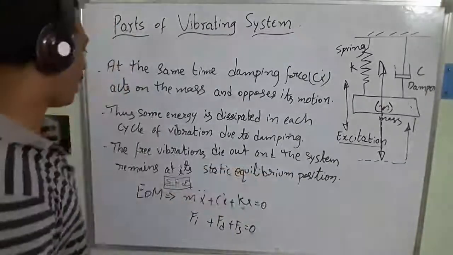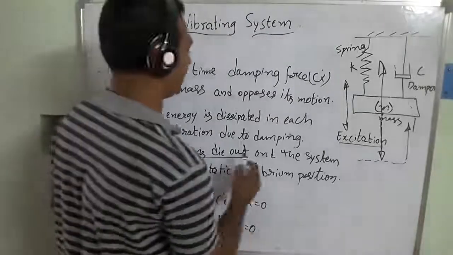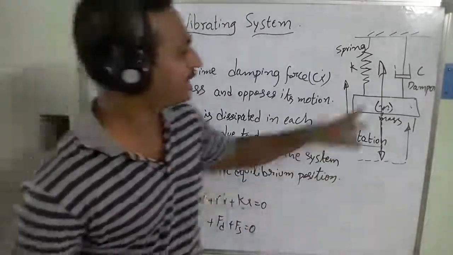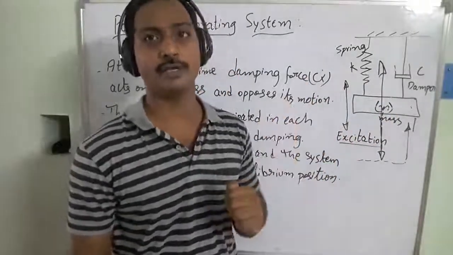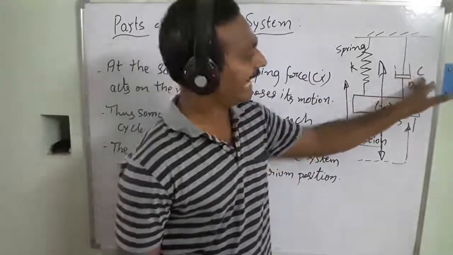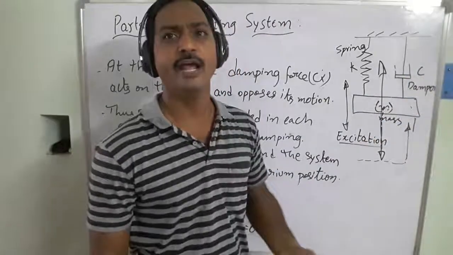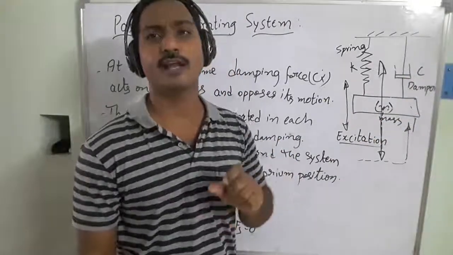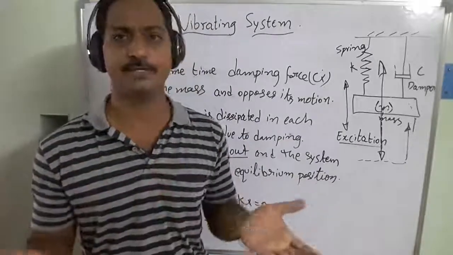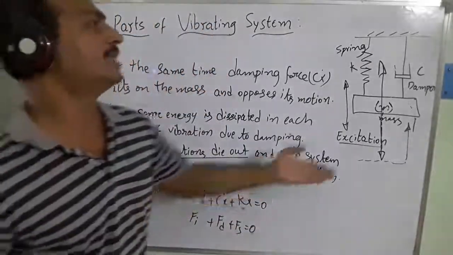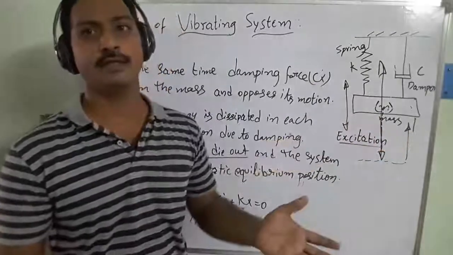How are these free vibrations going to die out? Because when you have only a spring and mass, it will take a lot of time to come back to its equilibrium position. But once you add the damper to that system, it will absorb whatever vibrations are coming and convert them into heat energy. Once the heat energy is dissipated, finally that exciting energy is dissipated.